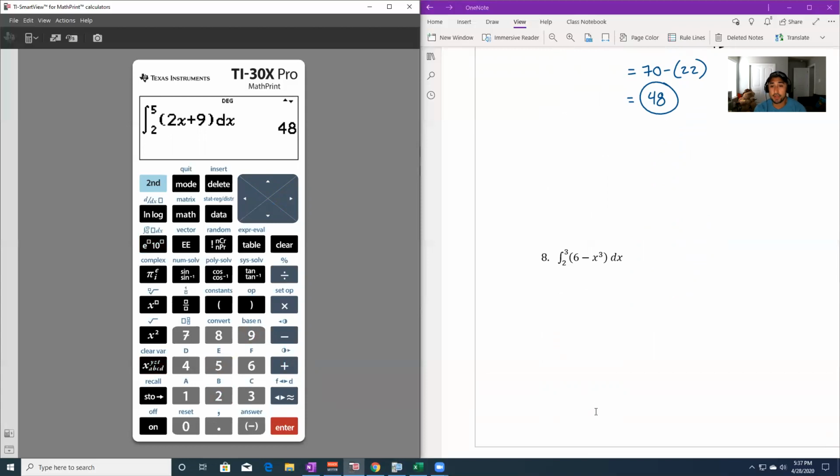Integral from 2 to 3 of 6 minus x cubed dx. So ready for the antiderivative already. 6x by the constant rule, and then power rule. Negative x to the 4th over 4, from 2 to 3. Make it pretty.